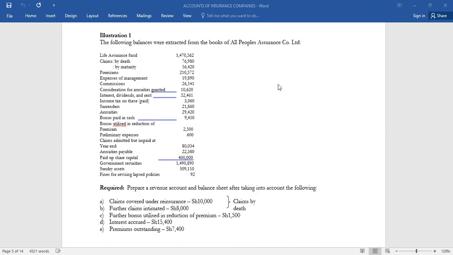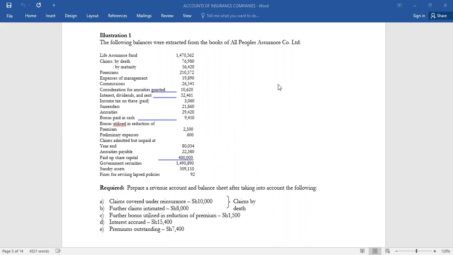Hello, everyone. I want us to pick up from where I left off in our last class. I had explained the various transactions that are supposed to be held in both the revenue account and the balance sheet, or statement of comprehensive income or statement of financial position. And I said the very important thing, we have an illustration here.